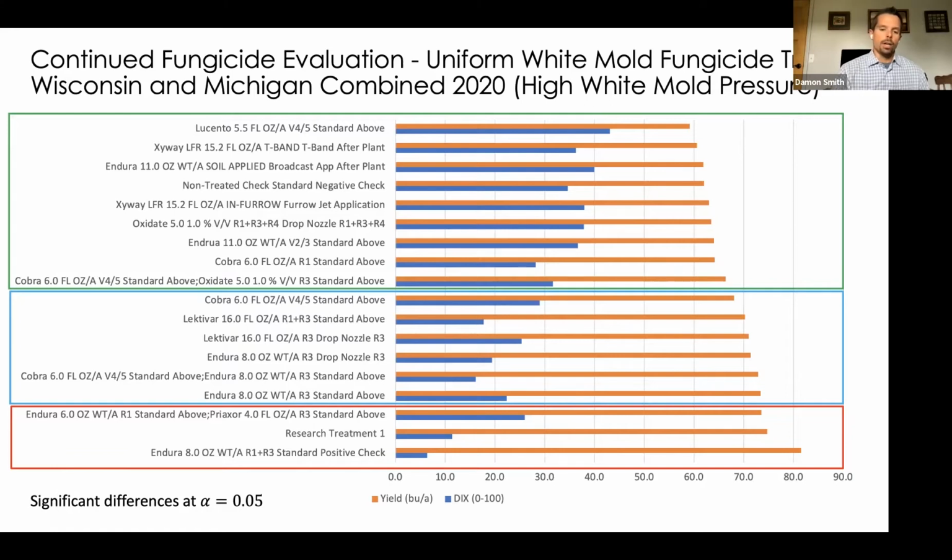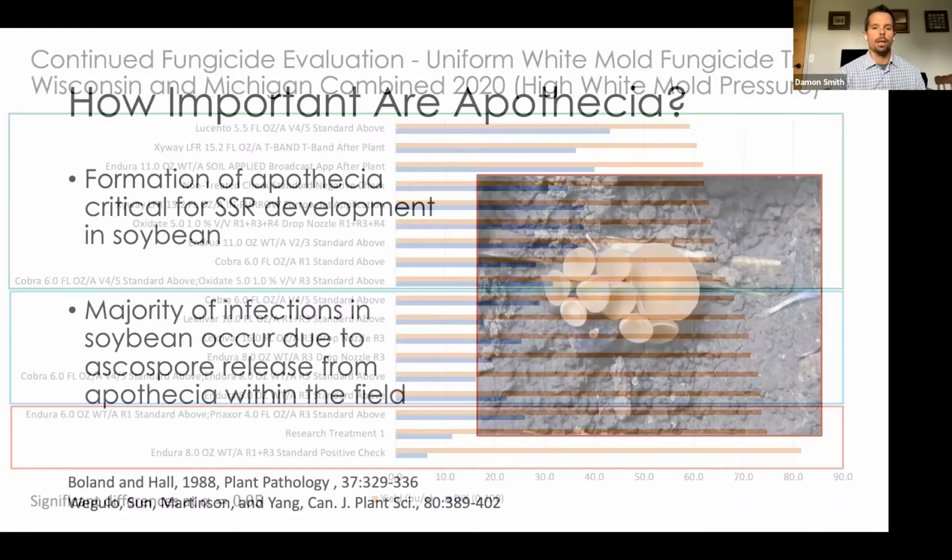So Endura continues to be good. Cobra, we still lose a little yield just from the damage that we get from that herbicide application, but it is a pretty good, cheap option. And again, in those high disease pressure situations might be a good fit.